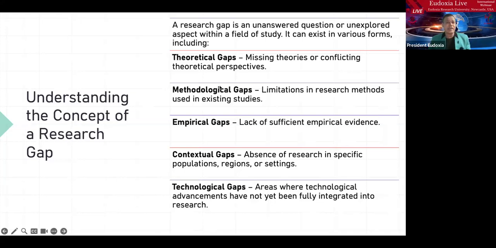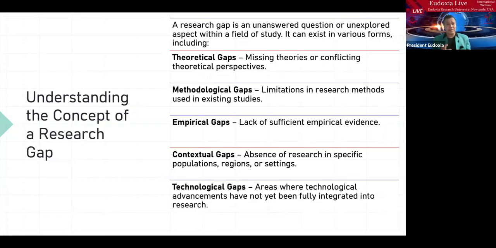So first is the theoretical gap. This is a missing theory or conflicting theoretical perspectives. We have to understand that sometimes somebody is explaining one theory in qualitative research design, because it is always carrying something like grounded theory or anything you are using. So then theoretical gaps may be there. You find out that, all right, this part I can introduce and it will be the best paper from my side. Then methodological gaps.